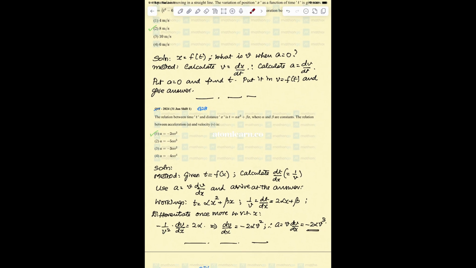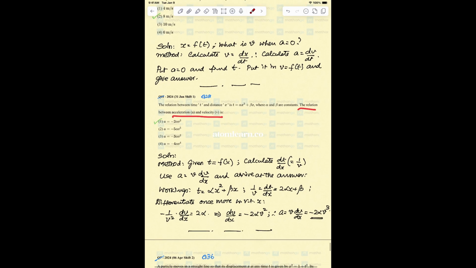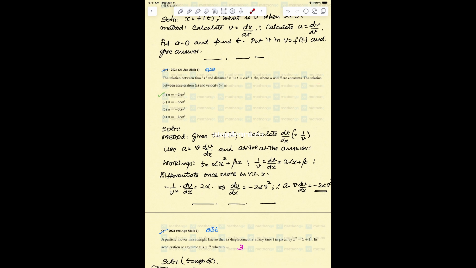The relation between time and x. Now it is different because they are given time as a dependent function, and the displacement is the independent variable, instead of the other way. Therefore it is a little bit complicated, but we will just see how it is. Now they are given time as a function of displacement x. Then the relation between acceleration and velocity. Fine. Now look at it carefully.